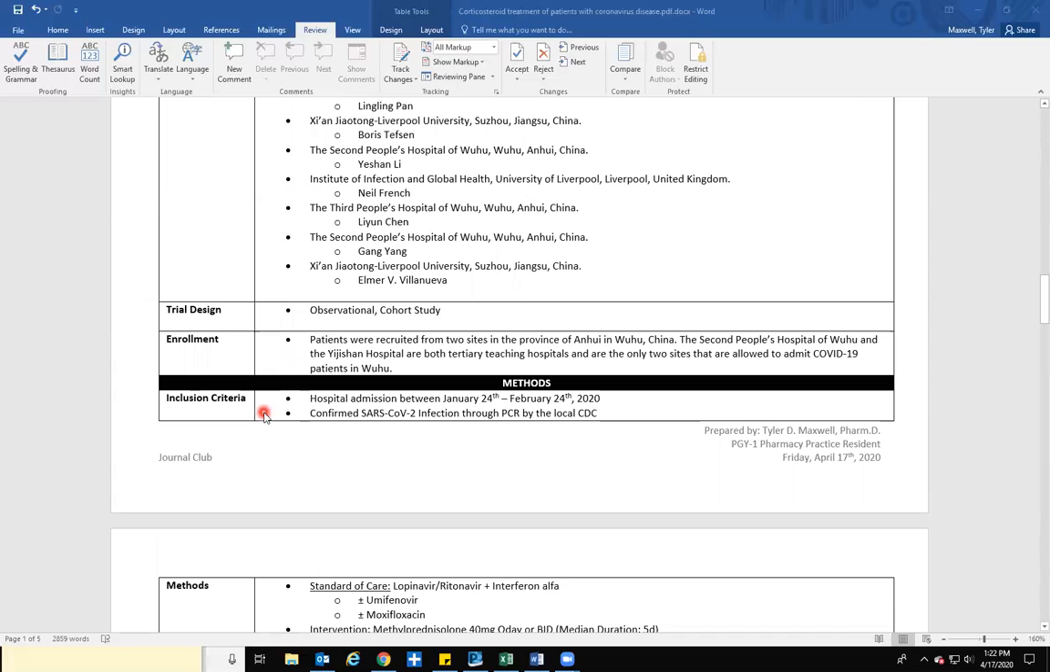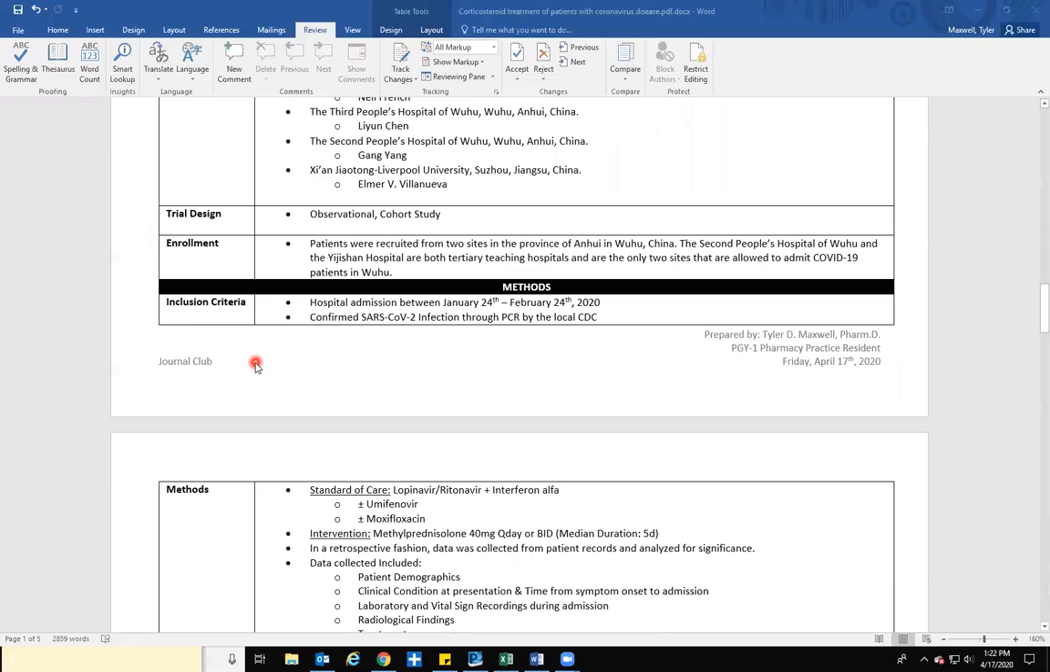So patients were recruited from 2 different sites in Anhui, Wuhu, China, the Second People's Hospital of Wuhu and the Yijichuan Hospital, again in Anhui, China. So these are the only 2 hospitals that COVID patients are allowed to be admitted to in this province of China. A lot of the data that's coming out of China are coming from these 2 hospitals. I hadn't realized before that they are the only hospitals that COVID-19 patients are allowed to be admitted to.